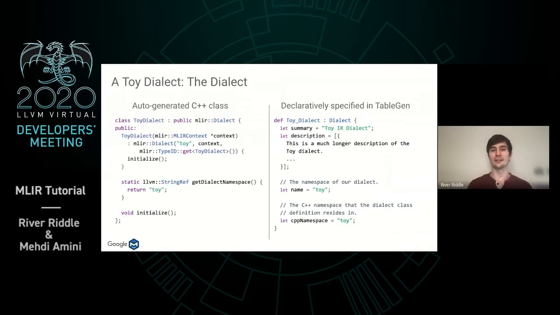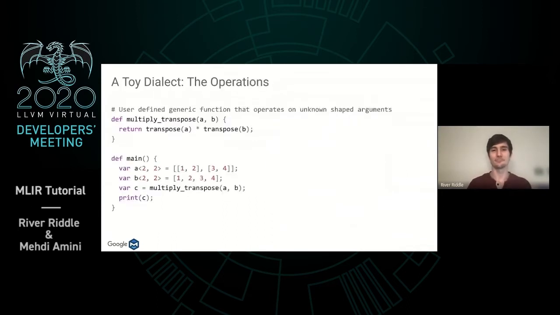So C++ classes are what you would interface with in your actual compiler. All of the declarative dialect specification will generate the C++ class that you would then interface with. And the C++ namespace on the right-hand side is where the different classes will be generated. Once we declare the dialect, we're going to start filling it with different things.